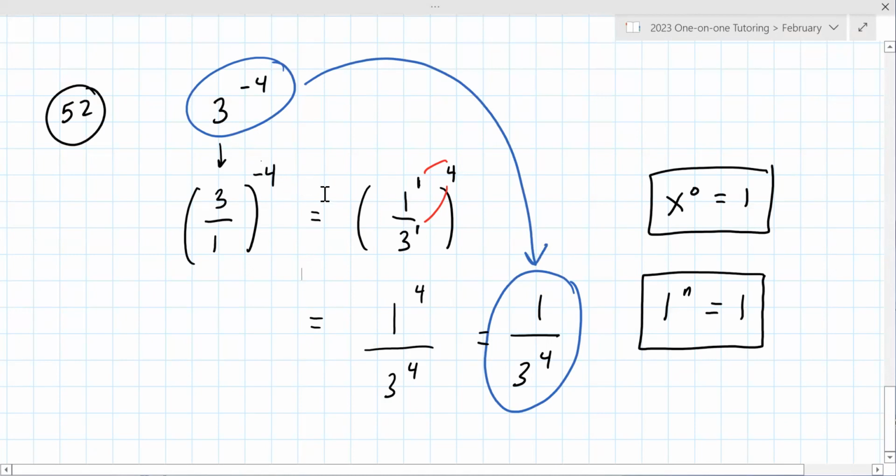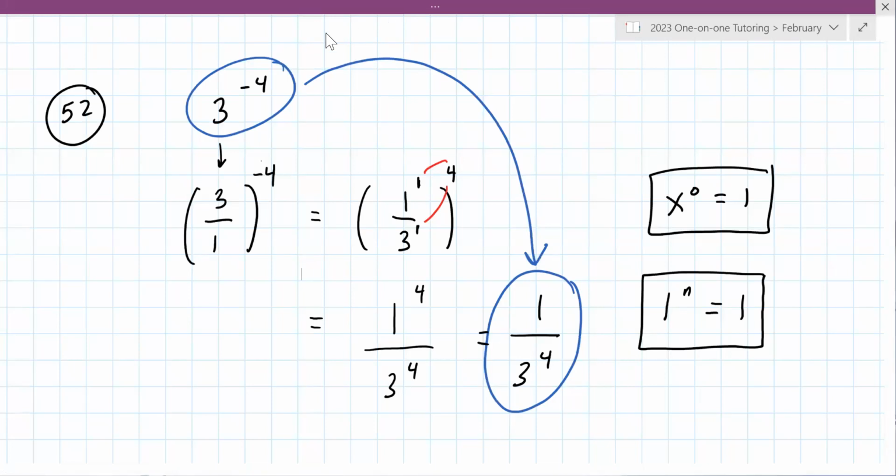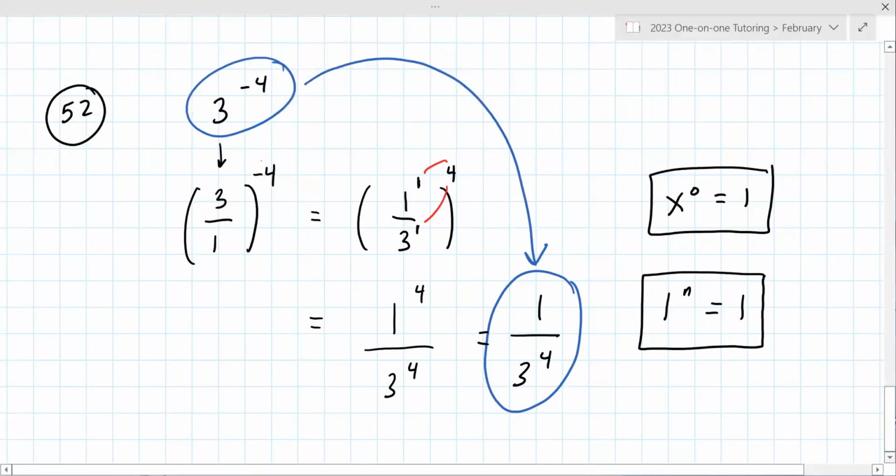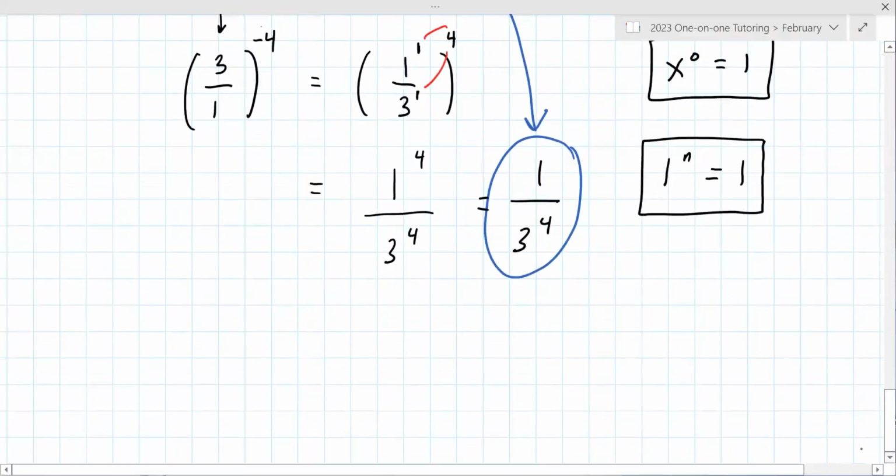Basically, you have to recognize that the exponent being negative means the thing that is the base, the 3, goes to the bottom. Does that make sense? Yes. Now, what is 3 to the power of 4? 3 to the power of 4 is 81. So this is 1 over 81.